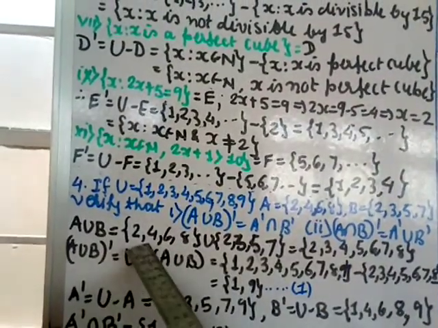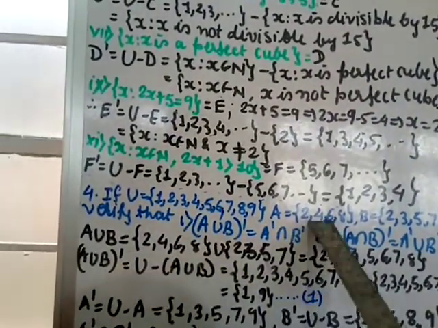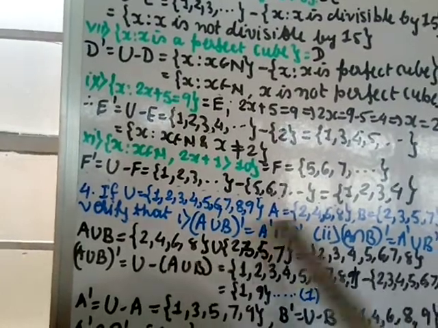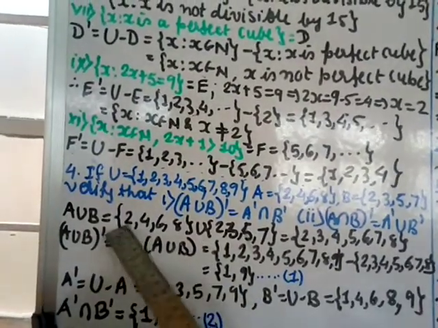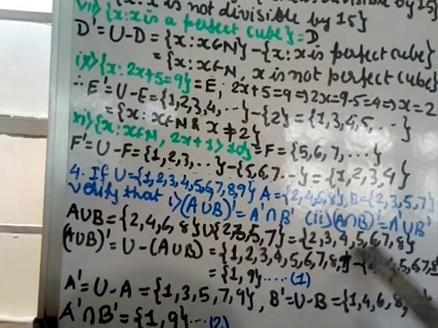So A union B: first I write set A, these elements 2, 4, 6, 8. Union B, 2, 3, 5, 7. Union means all the elements of A and B, including those which are in both. So 2, 3, 4, 5, 6, 7, 8. This is my union.